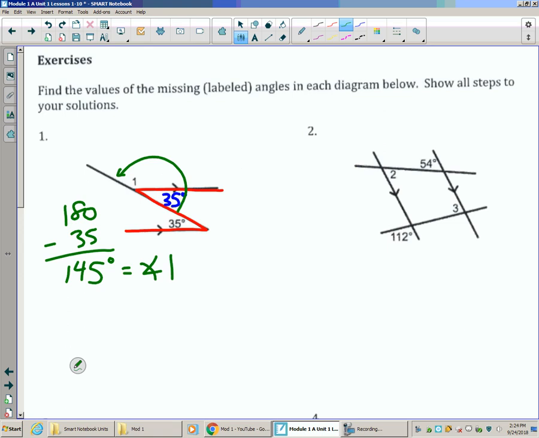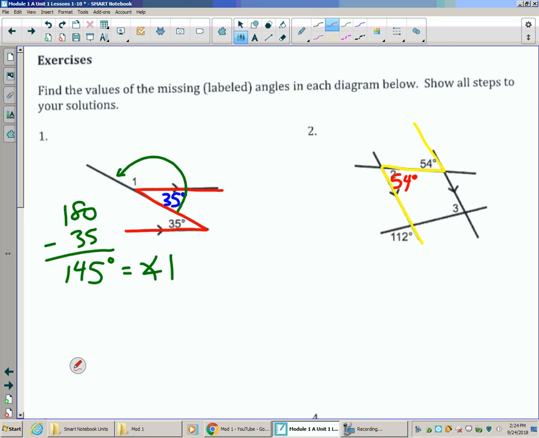In picture number 2 here, it can be a little confusing because the picture looks like it's tilted a little bit. But again, if I highlight our two parallel lines here with a transversal that cuts across both of them, or one of the transversals. So in this diagram, the 54 degree angle and angle number 2 are another pair of alternate interior angles. So angle 2 is going to be 54 degrees for that reason.